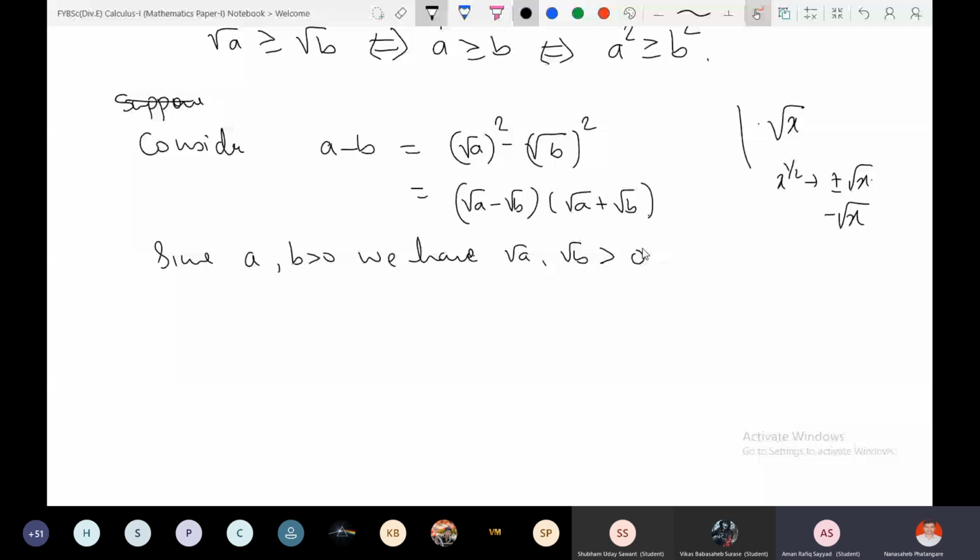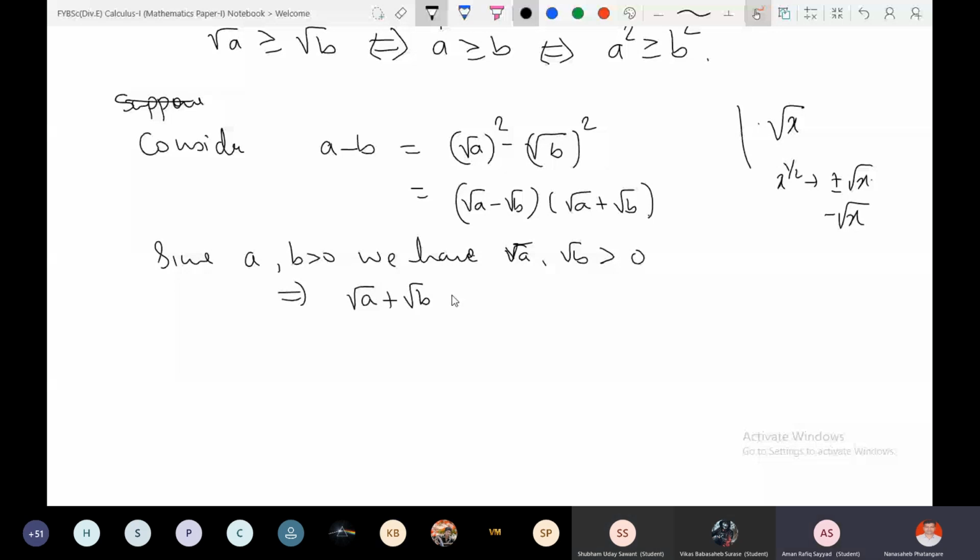Otherwise, if the square root were negative, then when I square it I would get a, which is positive. So square root means I am taking the positive square root. So square root of a and square root of b are positive. Therefore, what can you say about square root of a plus square root of b? Is it positive? Yes, definitely it is positive.